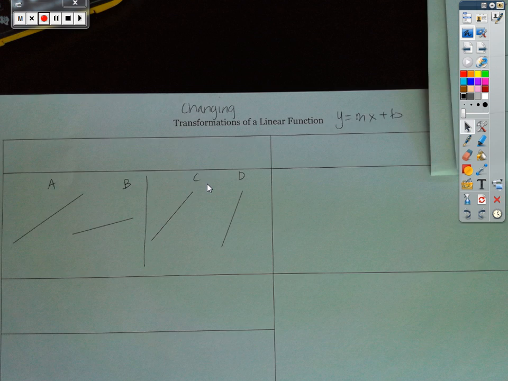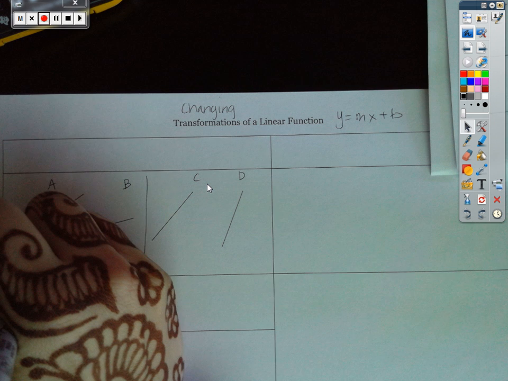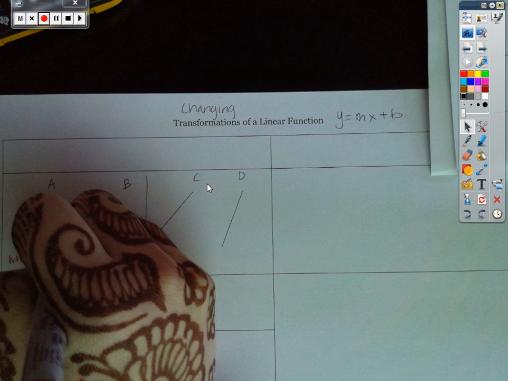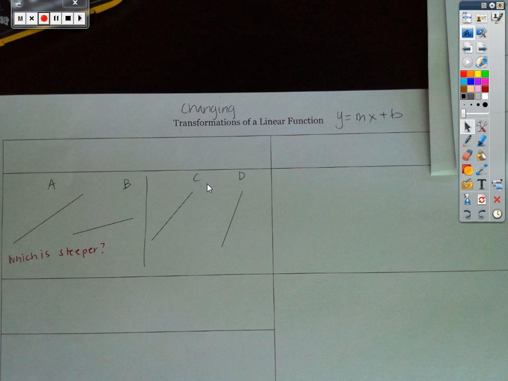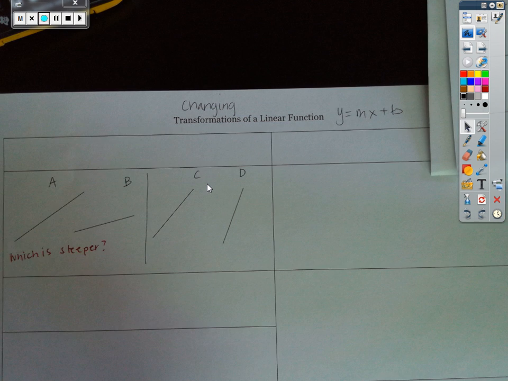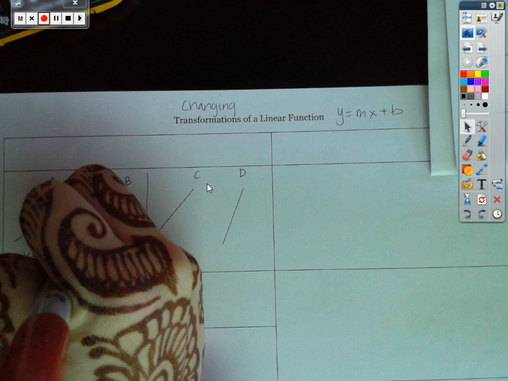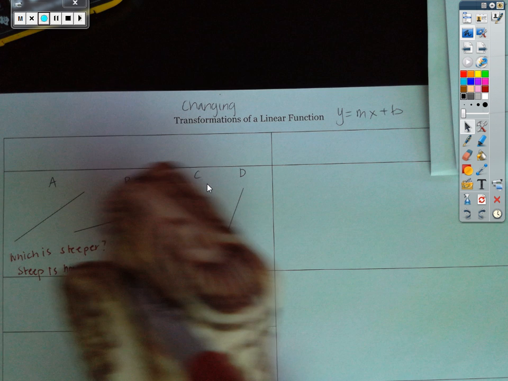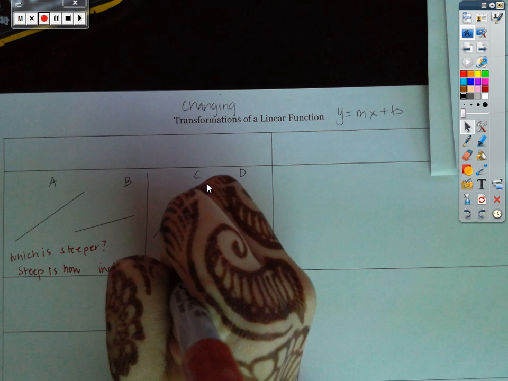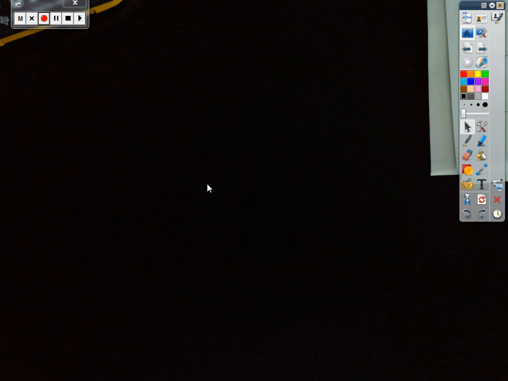Okay? So, my question is, which is steeper? Okay, that's my question. So, let's talk about what is steep. Steep is how inclined, how shifted a line is. Okay? Let me give you some examples.